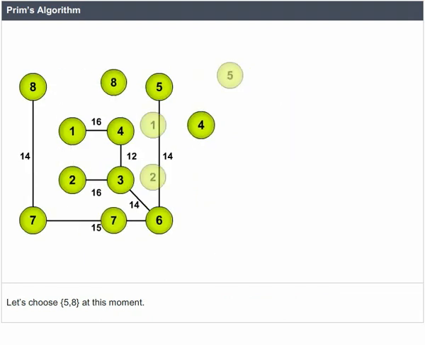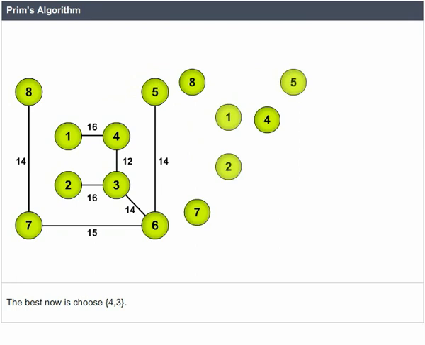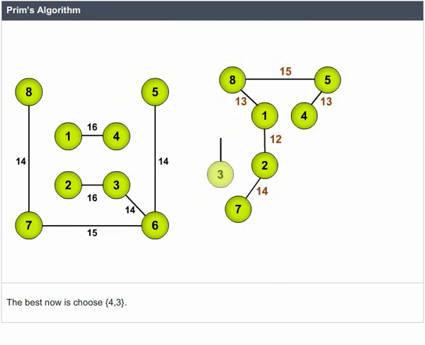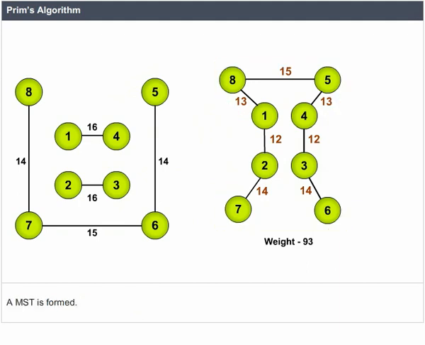The best is now to choose (4, 5). The best now is to choose (4, 3). The best now is to choose (3, 6) or (5, 6). An MST is formed. Conclusion.